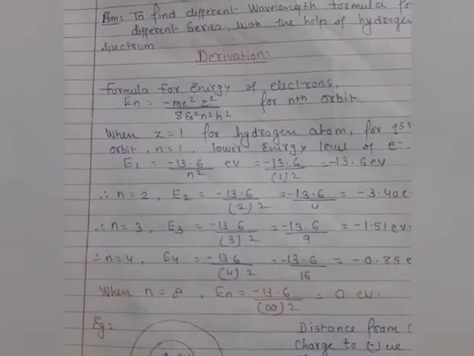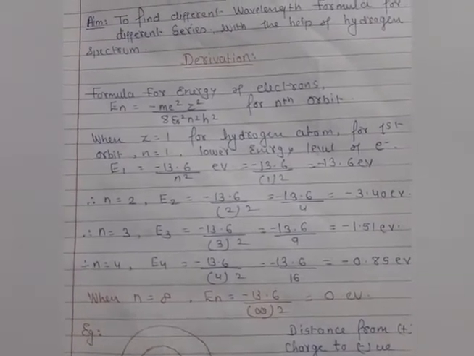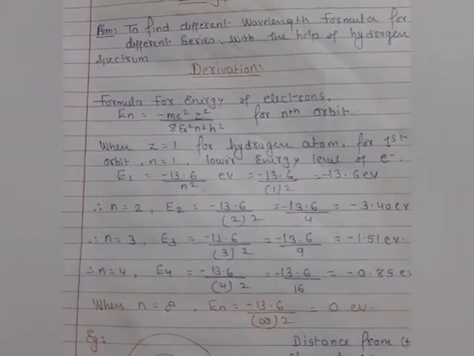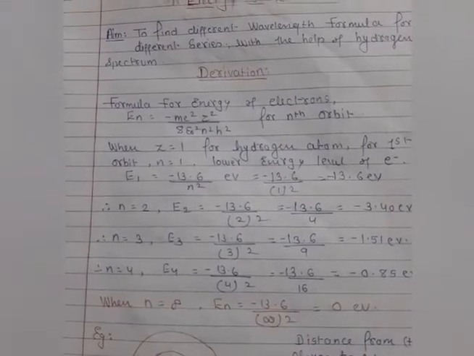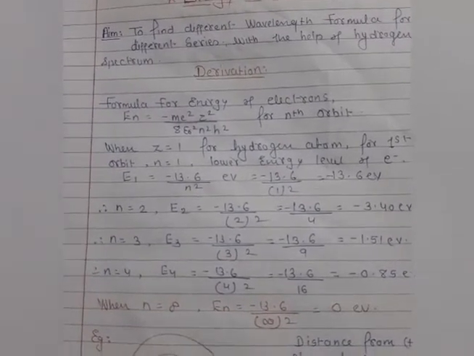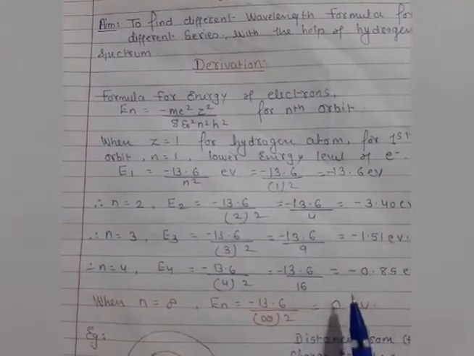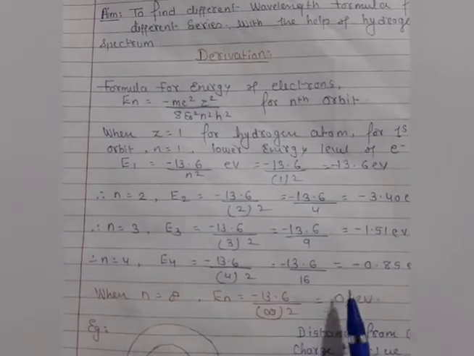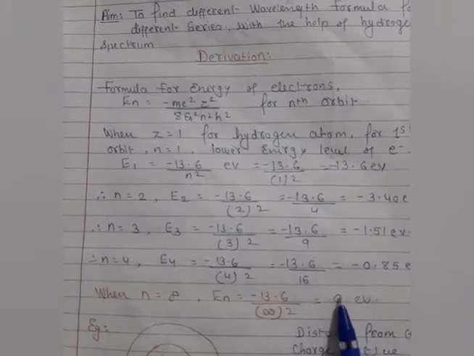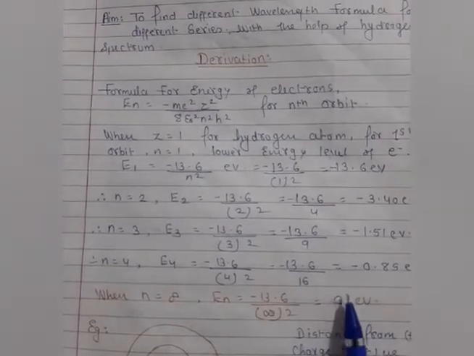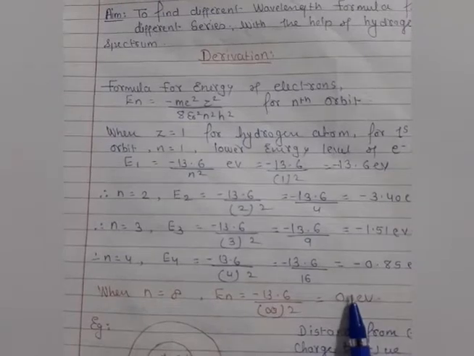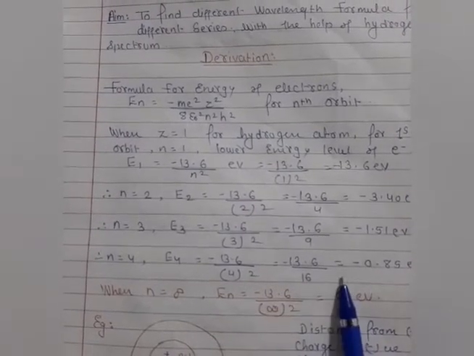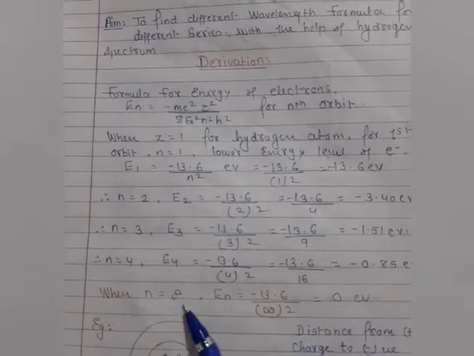It means, students, the energy between the nucleus and that electron is negligible. The energy becomes 0. In this condition, the electrostatic force between the positive and negative charges is totally reduced. At that time there is no energy present between the protons, meaning the nucleus, and the electrons. That time the energy level is 0.